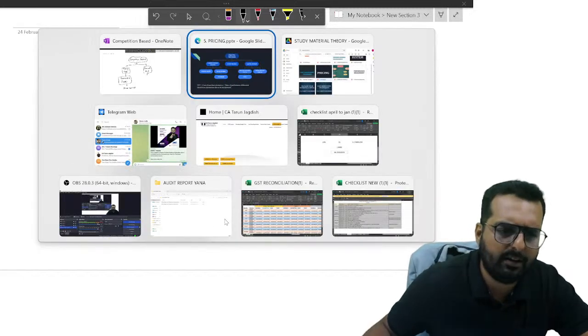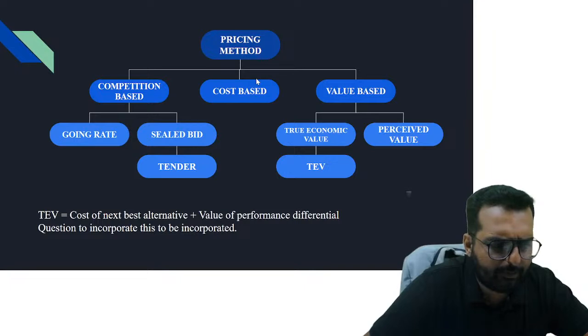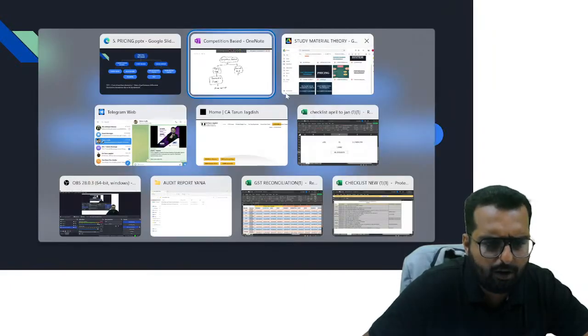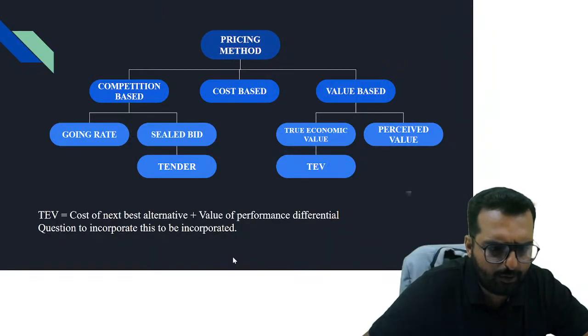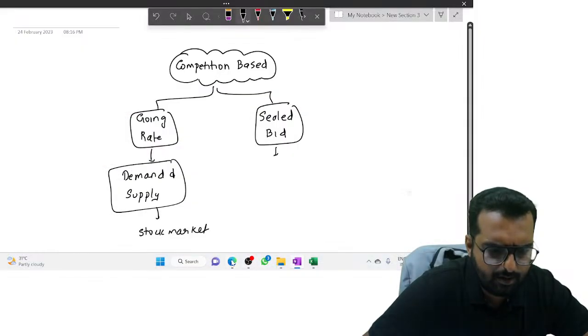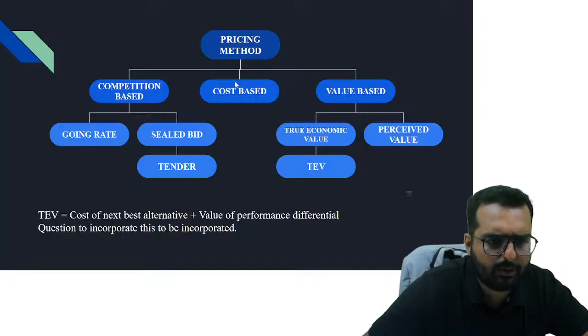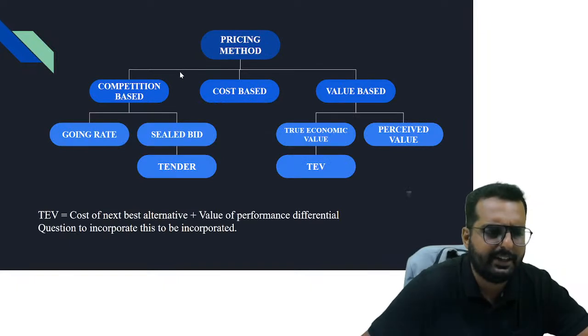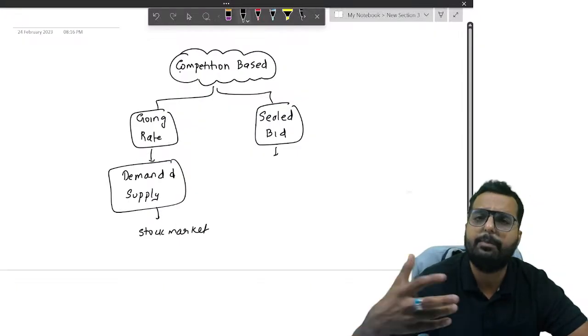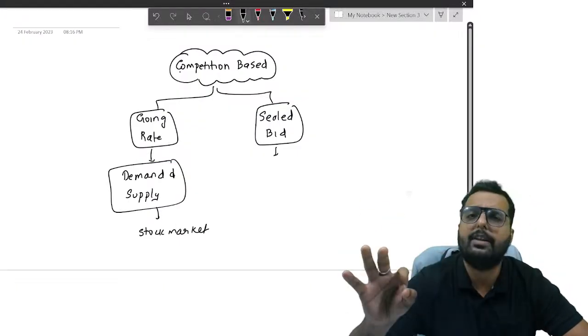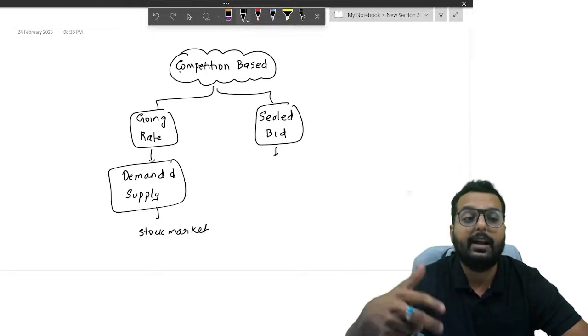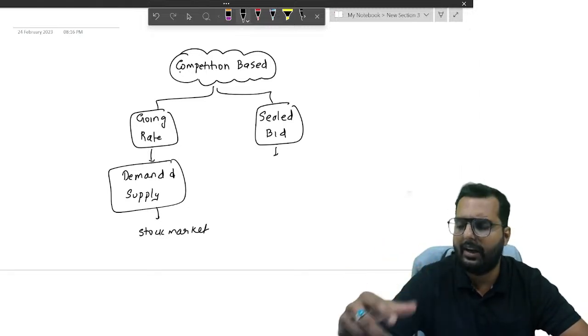Now friends, you normally use a platform called Money Control, or any other platform also. I think you know how the stock market works, the price will keep on changing. They are all based on what? Demand and supply. That is what you call going rate pricing.